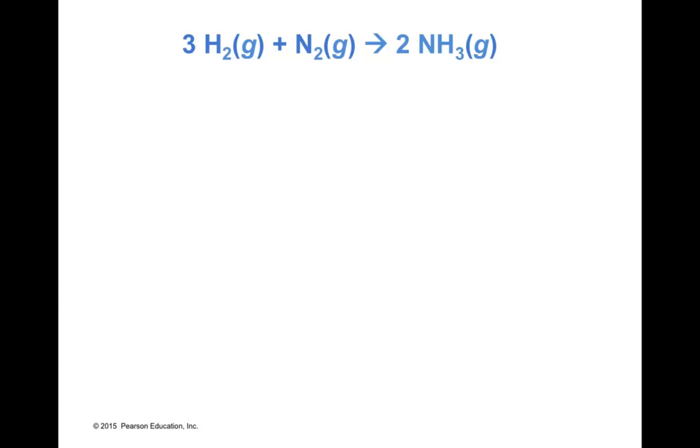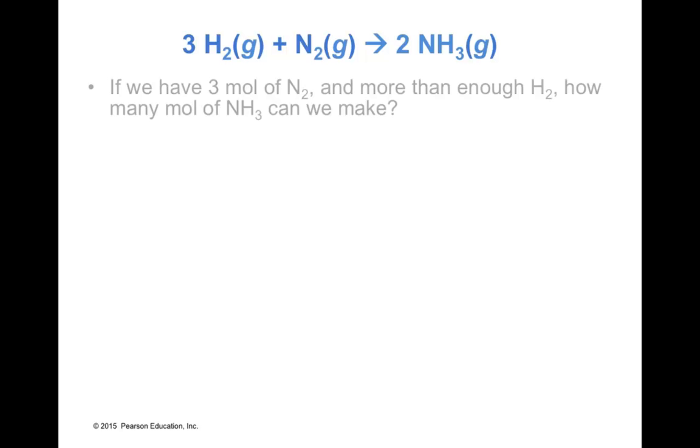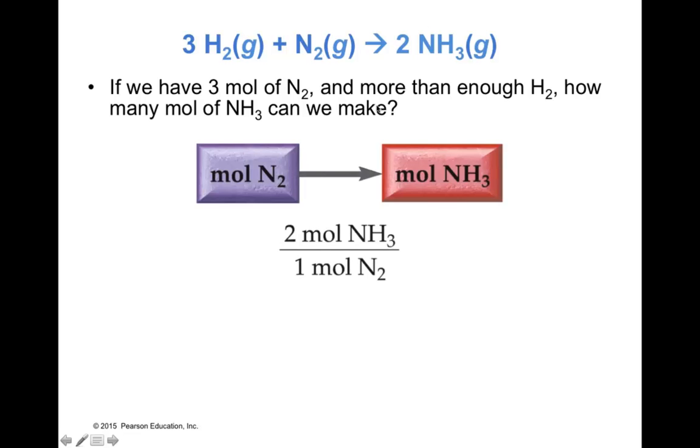So for example, this is the same reaction, 3 moles of hydrogen plus 1 mole of nitrogen producing 2 moles of ammonia. If we have 3 moles of nitrogen and more than enough hydrogen, an excess of hydrogen, how many moles of ammonia can we make? So we want to go from moles of nitrogen to moles of ammonia, and we need to look for the conversion factor that we can obtain from the coefficients of each of the compounds or molecules that are part of the chemical equation.